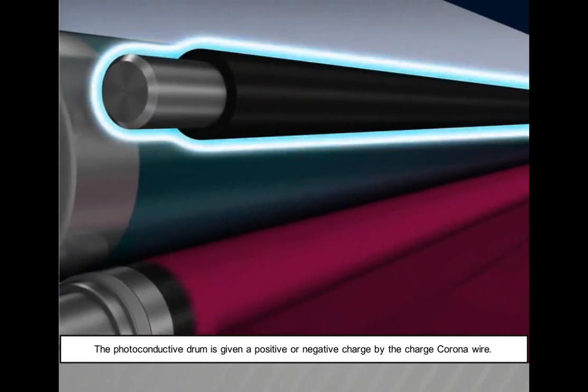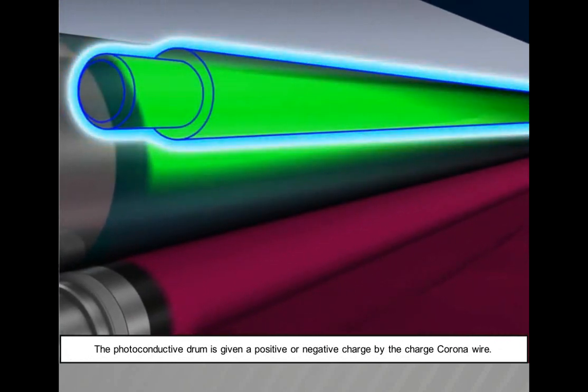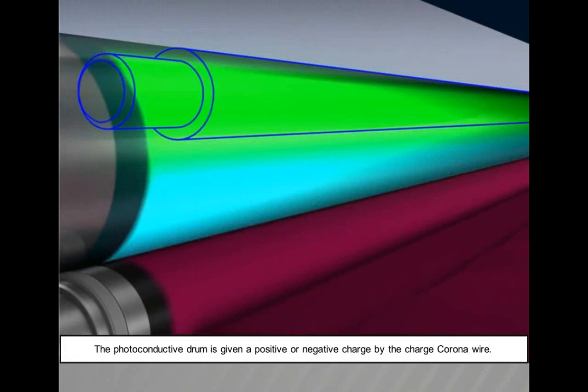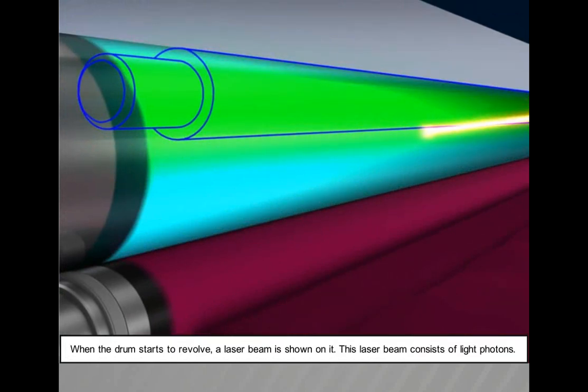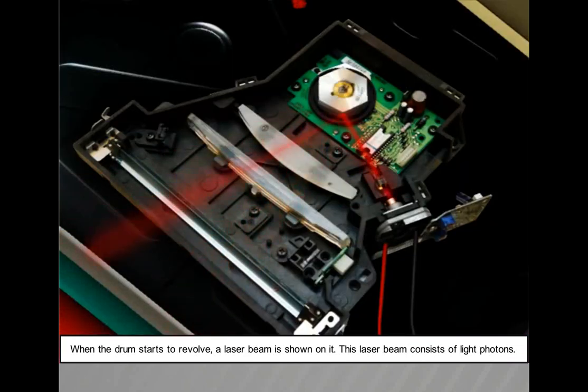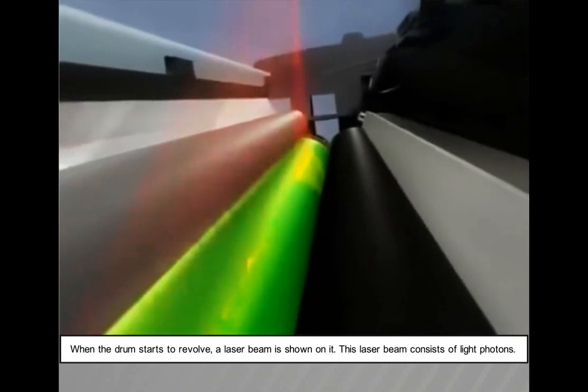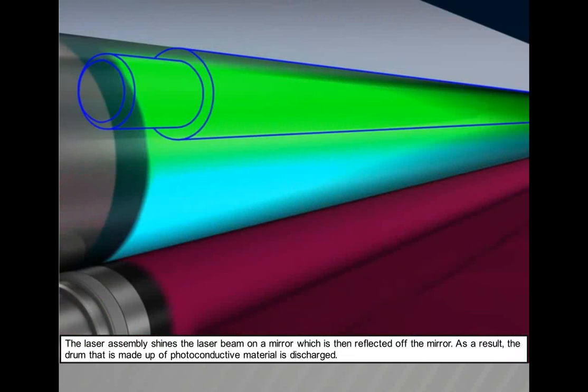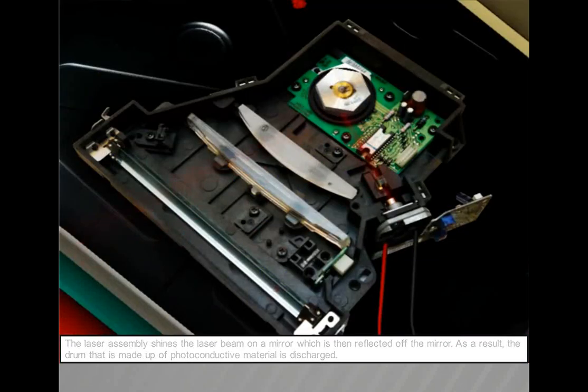The photoconductive drum is given a positive or negative charge by the charge corona wire. When the drum starts to revolve, a laser beam is shone on it. This laser beam consists of light photons. The laser assembly shines the laser beam on a mirror, which is then reflected off the mirror. As a result, the drum that is made up of photoconductive material is discharged.